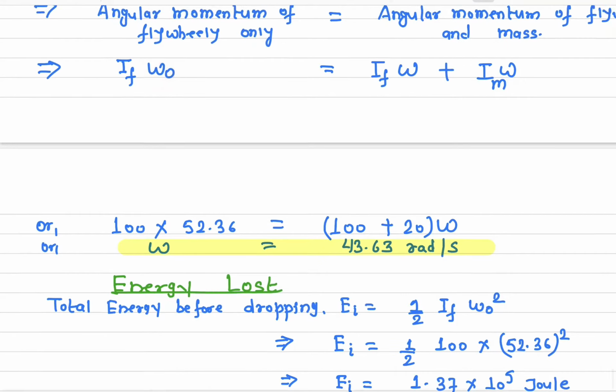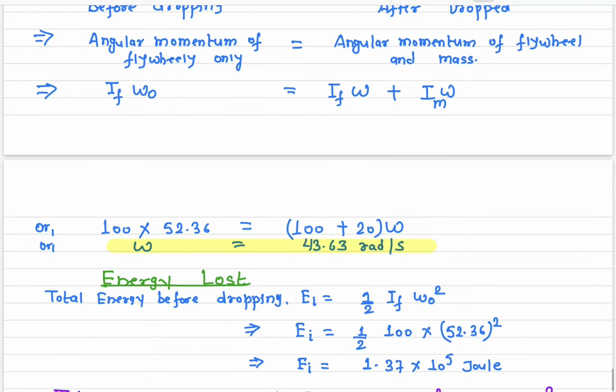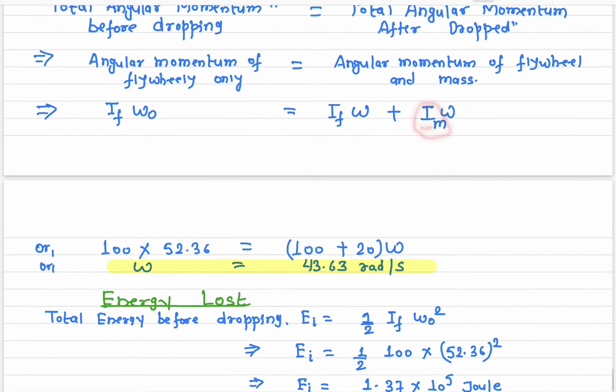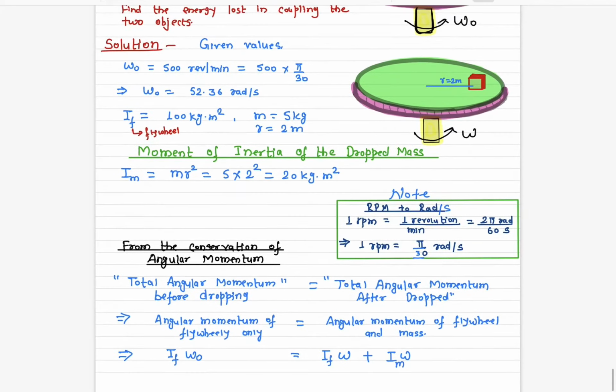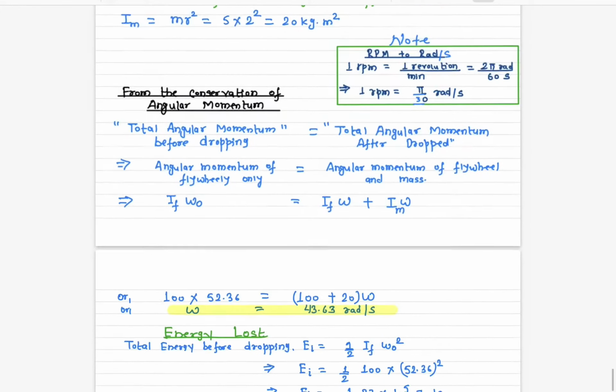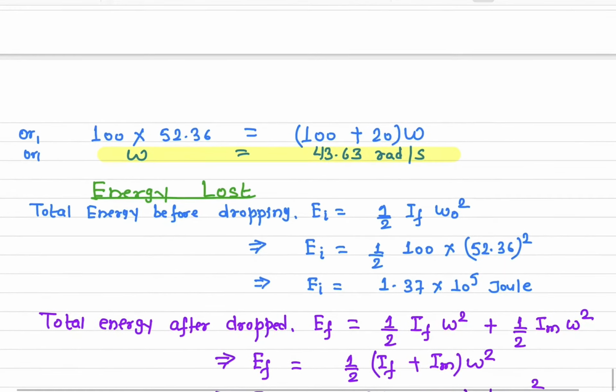The moment of inertia is given, which is 100. The initial angular speed we just calculated is 52.36. And now the moment of inertia of the flywheel will remain the same because it is still rotating about the same axis of rotation. And for the moment of inertia of the mass, we plug in what we just calculated here, 20. And now we solve for omega, which is 43.63.